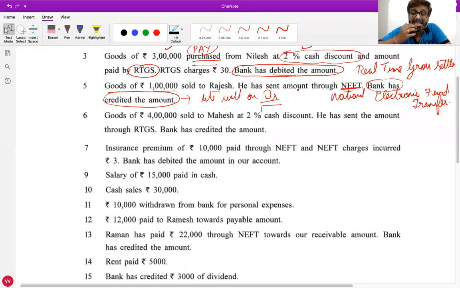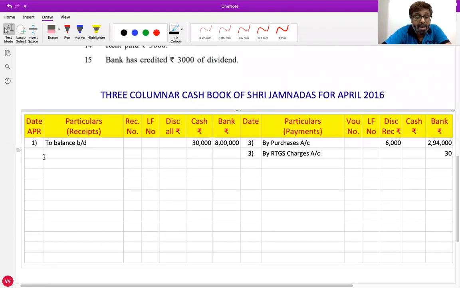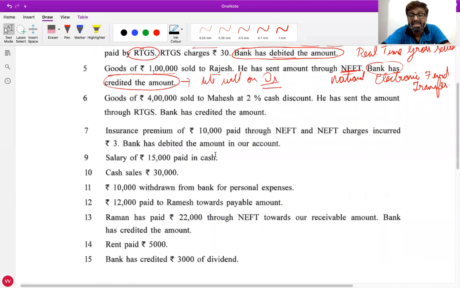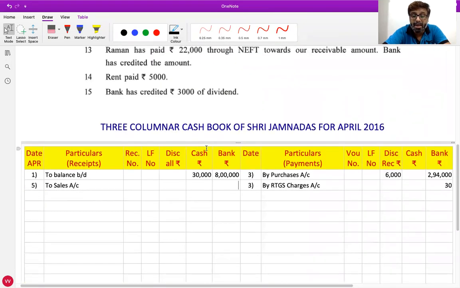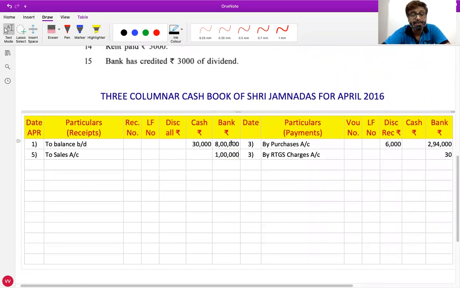Otherwise, the journal entry will be: Rajesh has paid the money to us. We have sold him the goods. So bank is the receiver, debit the receiver, bank account debit. Goods goes out, credit what goes out to sales account. Bank account debit means right on the debit side, date is 5, opposite account to sales account. And in the bank column, since NEFT transfer is done, in the bank column 1 lakh. Is this clear to everyone?